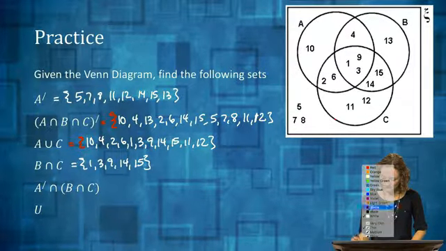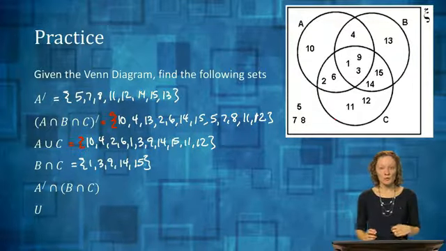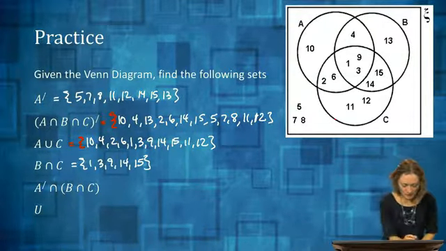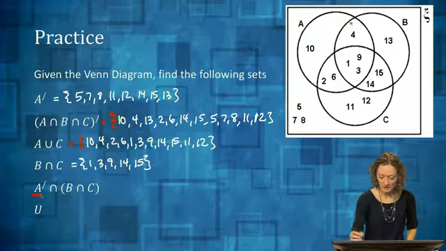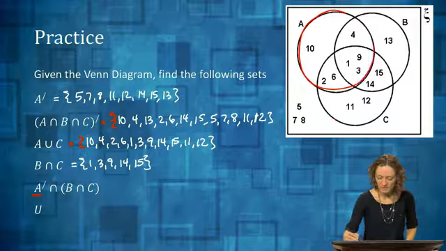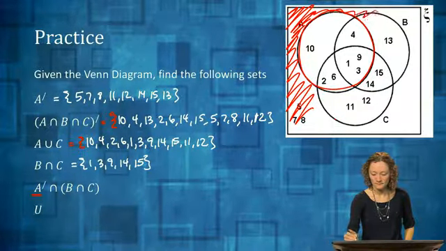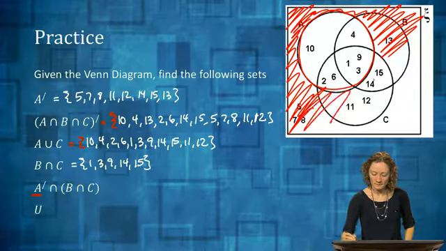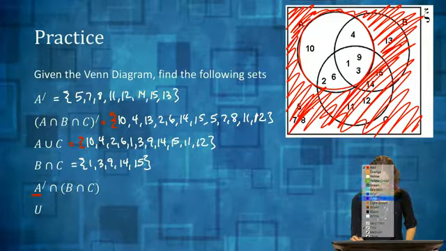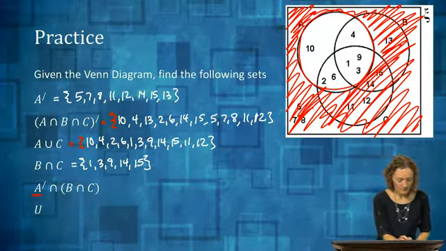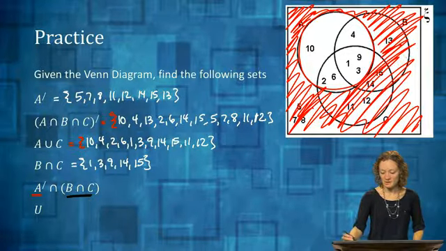All right, the next one. The next one, we have A complement intersecting with B intersect C. So let's do these in separate colors. We have A complement. Let's shade that. A complement is what's on the outside of A. Then we also have B intersect C. So here's circle B, here's circle C.